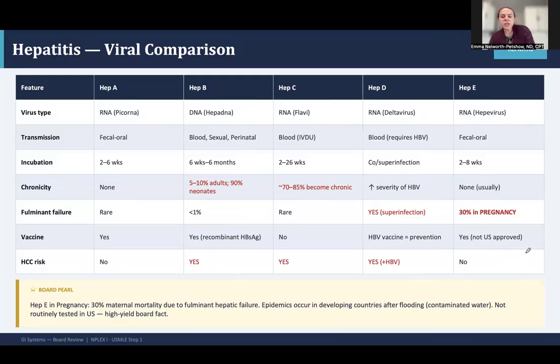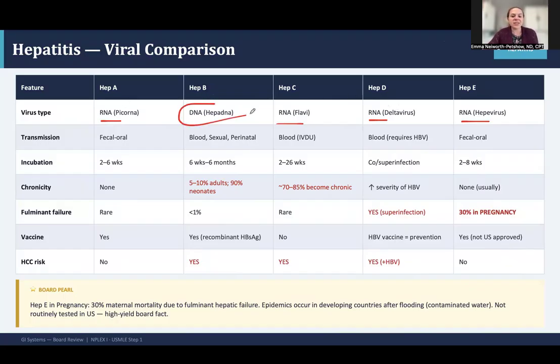Now we're going to transition to some conversation regarding our infectious etiology, starting with hepatitis and comparing the viral types. So we have Hep A through E. Now it's important to note that these are not all the same viruses. Hepatitis A, C, D, and E are all RNA-based viruses, but even they are not in the same family. You have a hepavirus, a delta virus, a flavivirus, and a picornavirus.